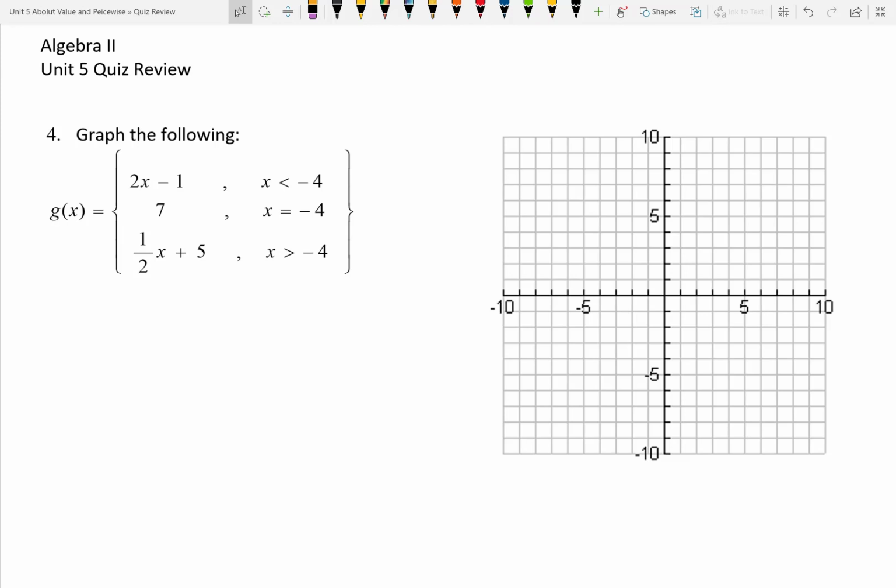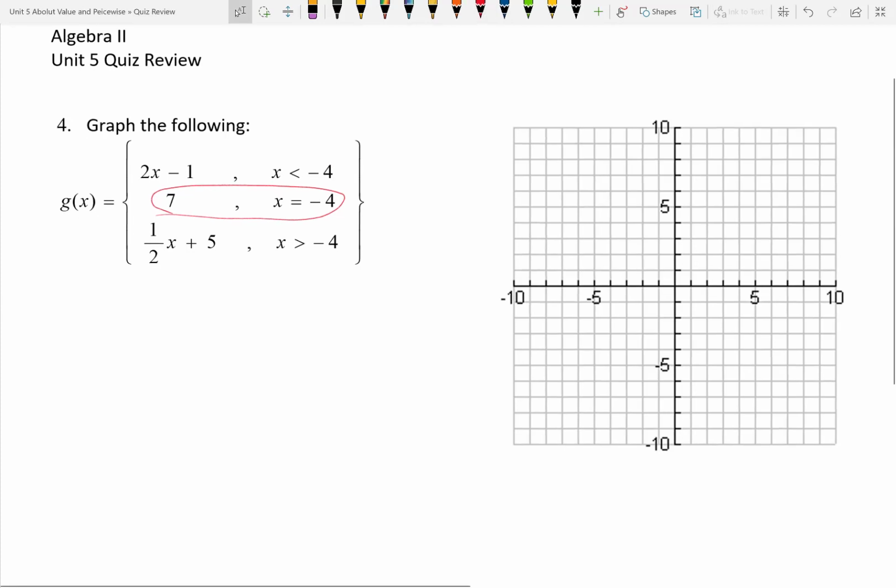Okay, let's graph a piecewise function now. This is problem number 4 from your quiz review. We see we have 3 pieces to this function, and the middle piece is a constant function, so it doesn't really have much of an interval. It's only defined at x equals -4, and that's the boundary between all 3 of the functions.